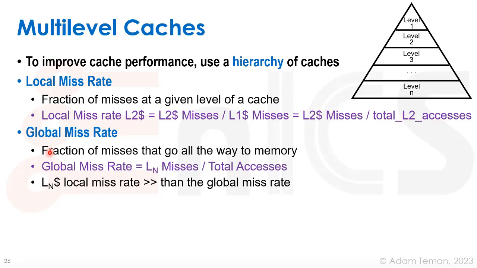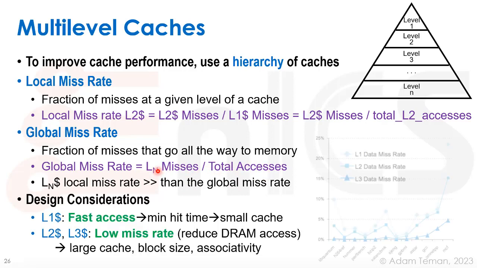The global miss rate is really the fraction of misses that go all the way down past the last level cache into memory. And so it's going to be the Ln misses, like L3 or something like that, divided by the total accesses. And of course, the local miss rate of Ln, which is Ln misses divided by the misses to Ln minus 1, is going to be much larger than the global miss rate because the total accesses is much, much larger than the Ln misses.